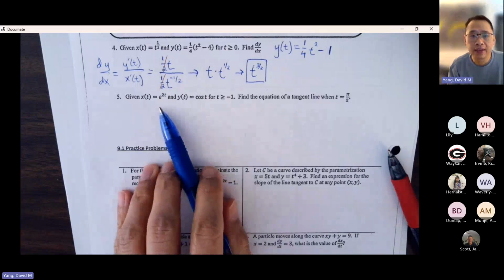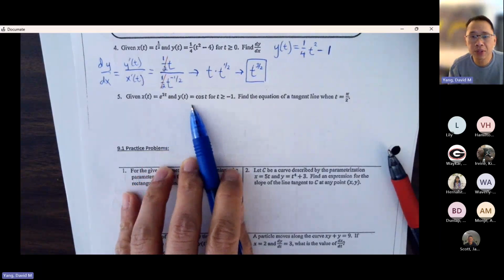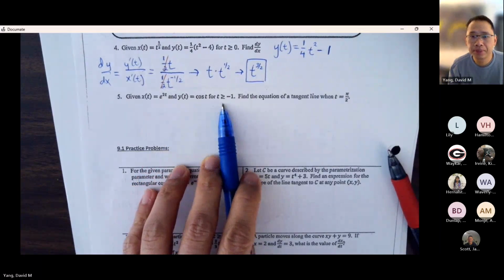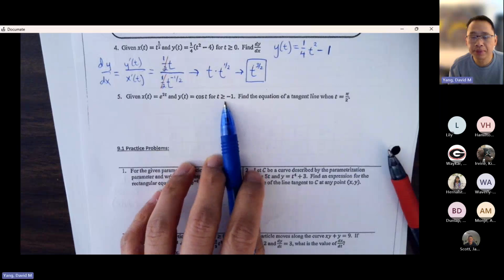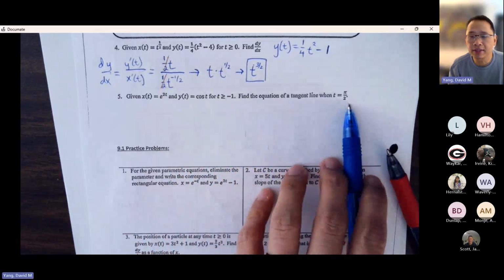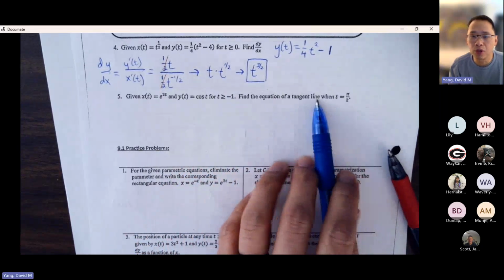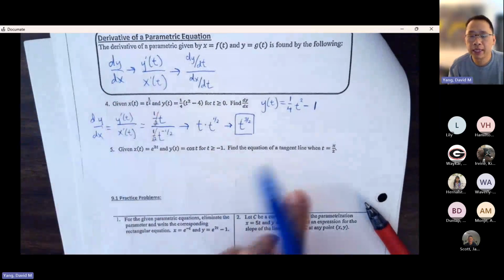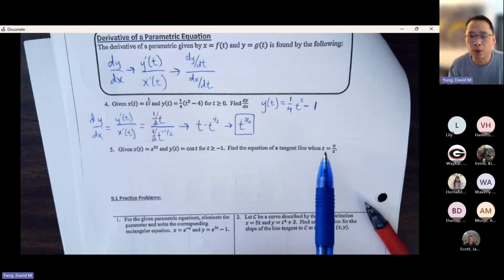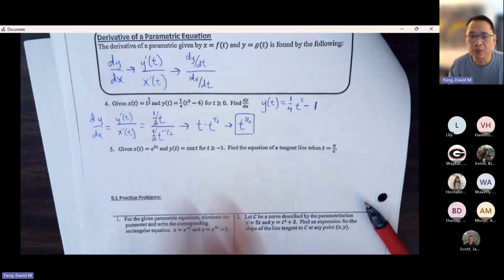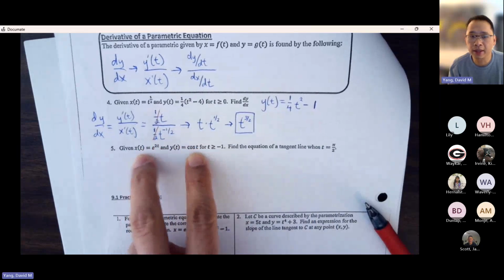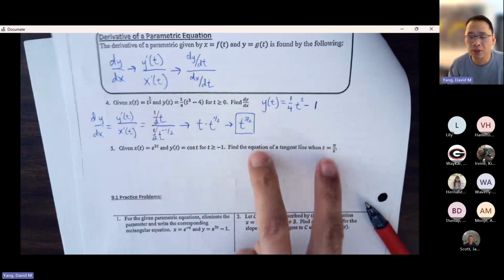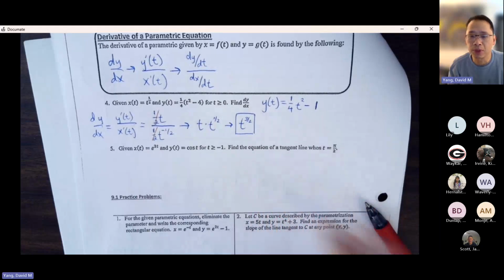Right, number 5, given x equals e to the 2t and y equals cosine of t, where t is greater than or equal to -1, find the equation of the tangent line when t equals pi over 2. So we're going to find the slope the same way as we did for number 4, but we can also find the ordered pair by plugging in t equals pi over 2 for x and y to get the x and y values. Once we get our x and y and our derivative and our slope, we can do point slope form.